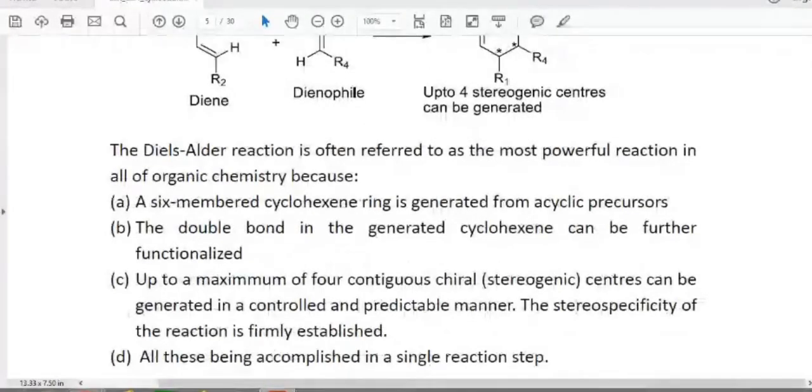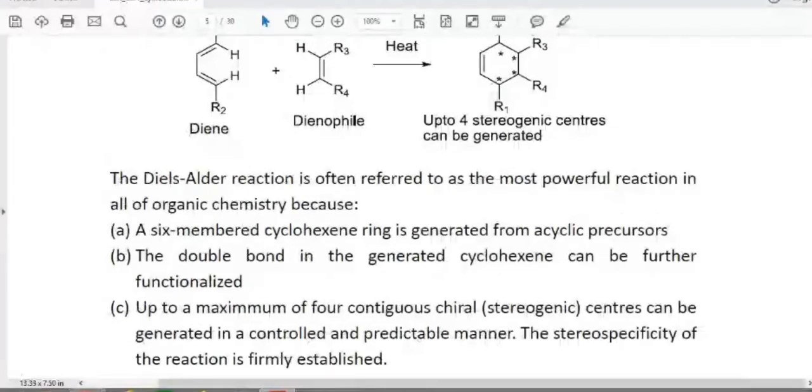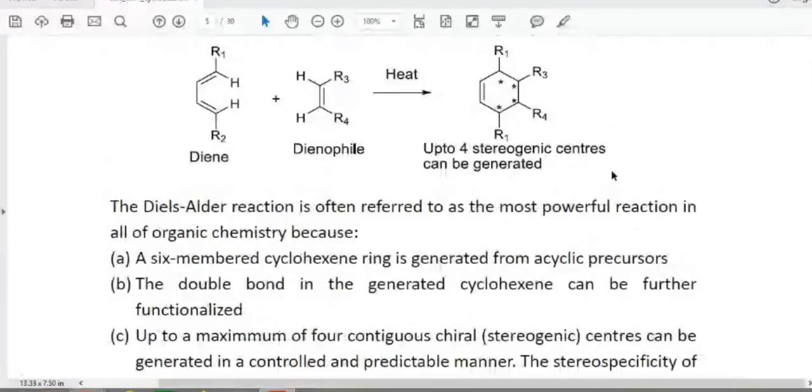Up to a maximum of 4 continuous chiral centers can be generated. That means stereospecificity is established. Since the product has 4 stereogenic centers, it has got the credit of giving continuous chiral centers. So these are being accomplished in a single step. So there were no further steps involved, only a single step to obtain a cyclic ring. Okay, this is a very important characteristic of the Diels-Alder reaction.